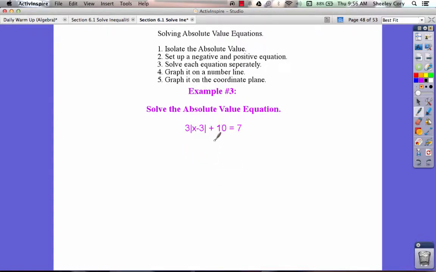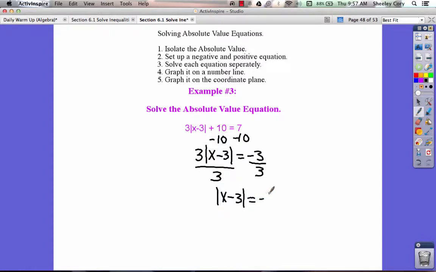So we're going to start here. We're going to subtract 10 from both sides. And that's going to give us 3 absolute value x minus 3 equals negative 3. Now a person could be tempted to distribute, but you cannot do that. These are walls here. They're not parentheses. So we've got to divide by 3 because this is 3 times the absolute value. So we've got to do the inverse by dividing by 3. So that's the absolute value x minus 3 equals negative 1.